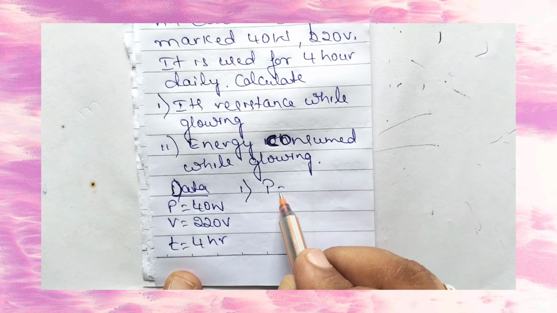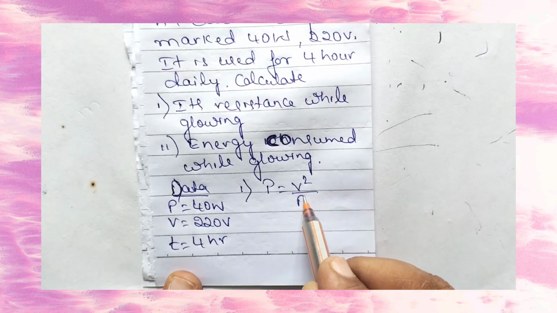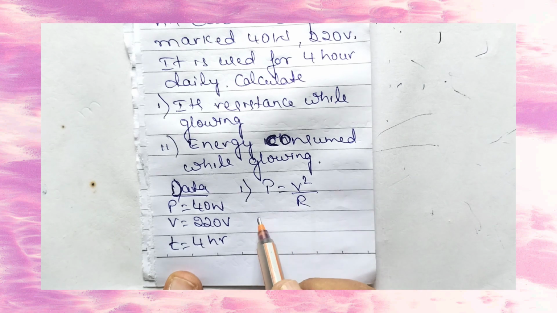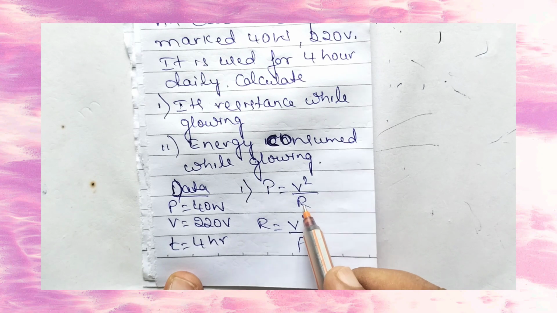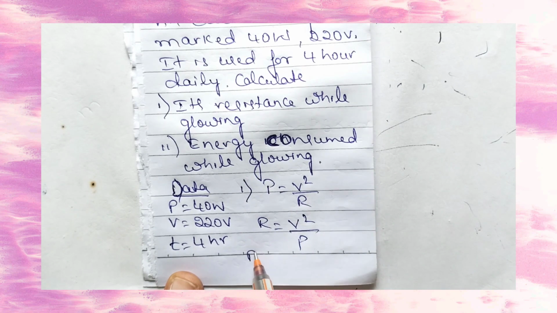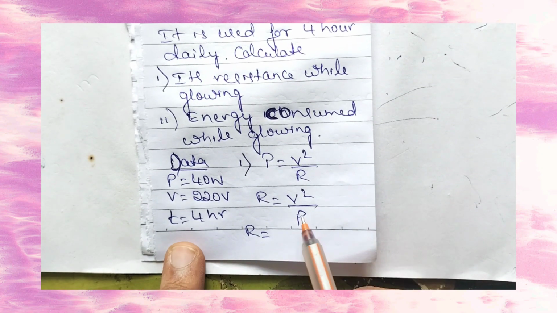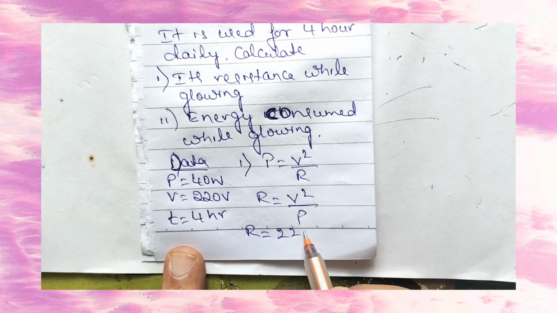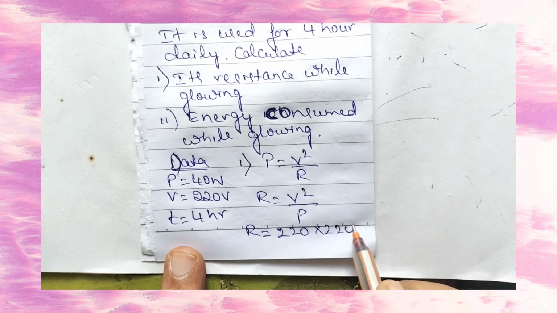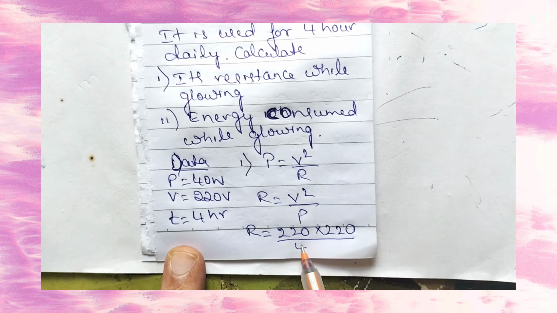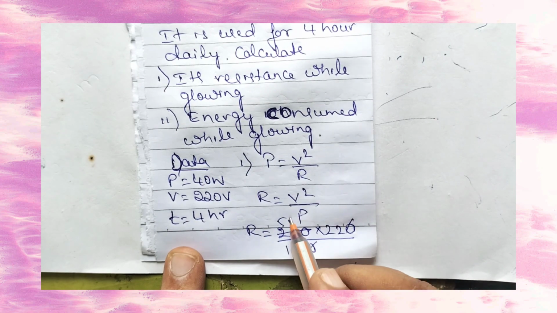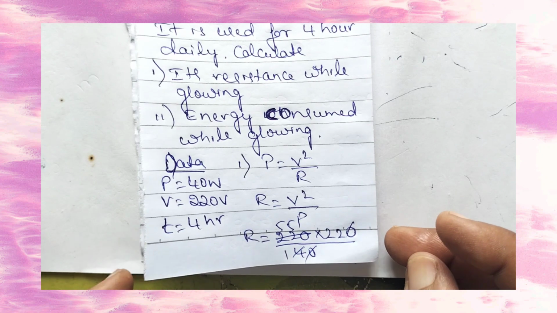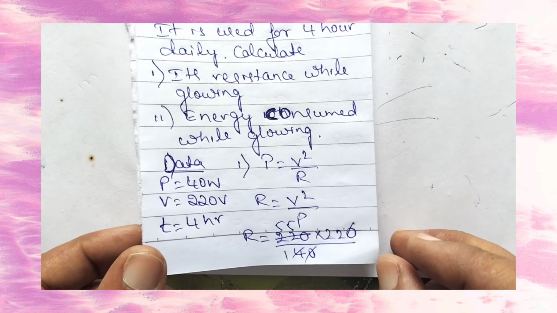We know P is equal to V square by R. But we want resistance now, so R is equal to V square by P. This R is taken here and P is taken below. So R is equal to, what is V square? V is given as 220 into 220 divided by P, which is given as 40. So the zeros cancel, 4 1s are 4, 4 5s are 20, 4 5s are 20. So R is equal to 55 into 22.